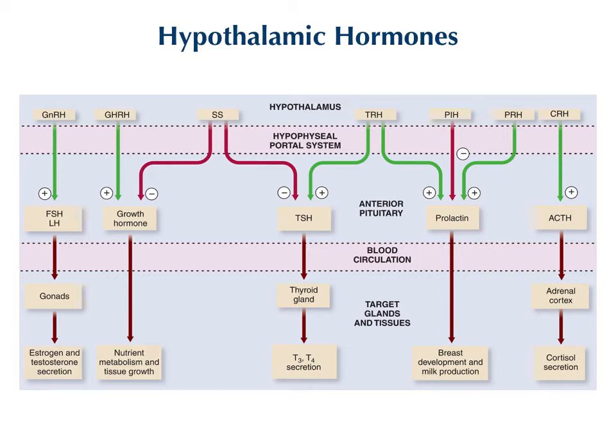These then go out into the systemic circulation to the target organs, various organs like the thyroid gland or the adrenal cortex. And there we have some actively mediating hormones at the ultimate target organ level. Things like T3 and T4 that act on every cell in the body to stimulate metabolism.